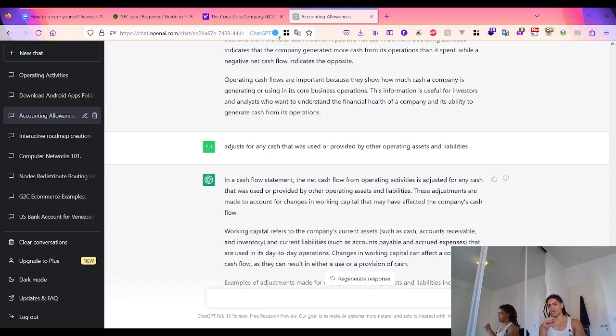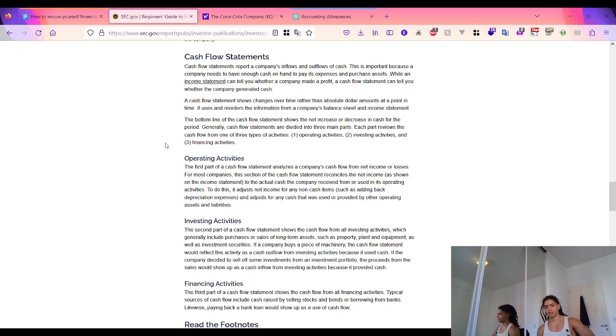And it adjusts for any cash that was used or provided by other operating assets and liabilities.